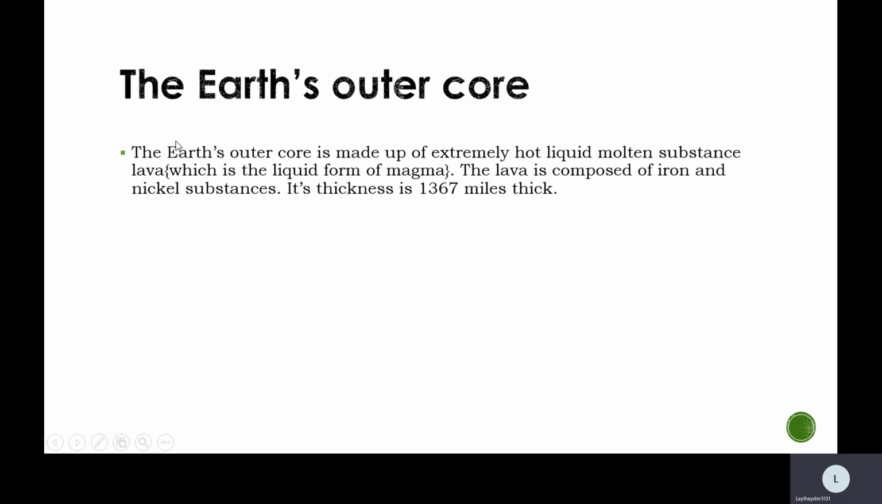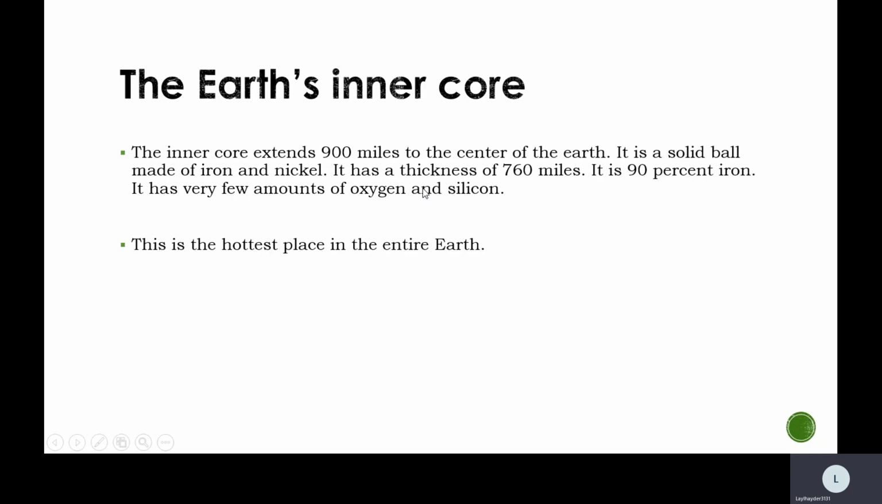Now the Earth's outer core. The Earth's outer core is made of an extremely hot liquid molten substance, which is the liquid form of magma. And magma is the molten rock that erupts from our volcanoes. The lava is composed of iron and nickel substances. Its thickness is 1,367 miles thick.